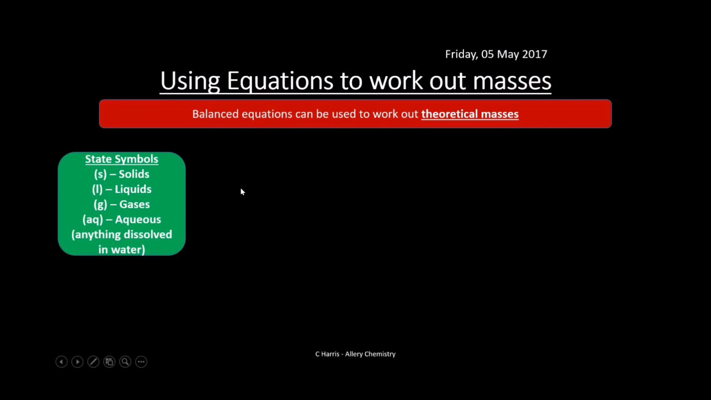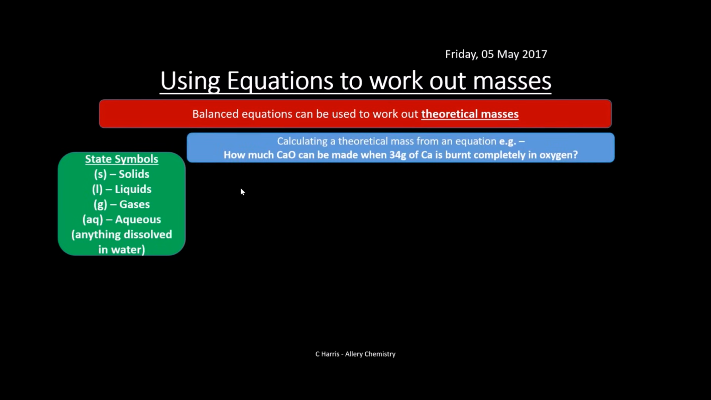Okay, so balanced equations, we can use these to work out theoretical masses. This is ideal when you're using it to work out the percentage yield of something. You need to work out the theoretical mass that's produced to be able to work out percentage yield. So this is where it could fit in. Okay, so let's look at this one. Calculating the theoretical mass from an equation. So how much calcium oxide, CaO, can be made when 34 grams of calcium is burnt completely in oxygen?